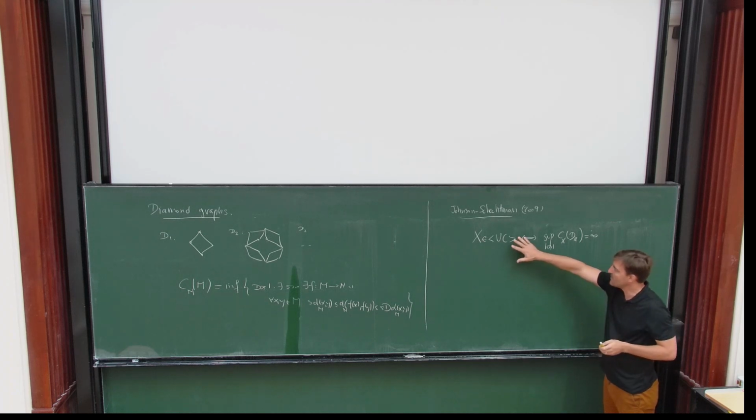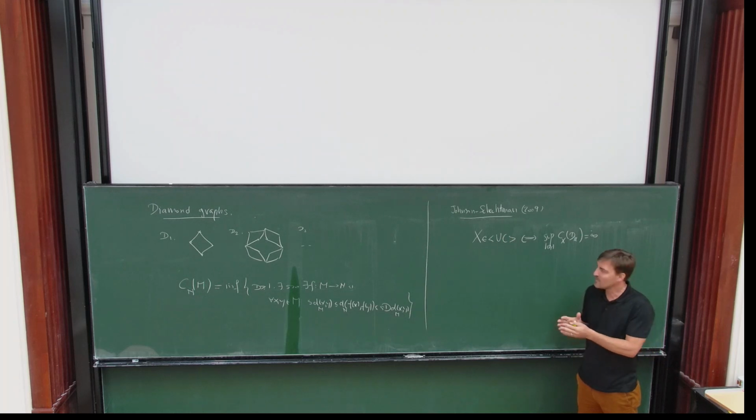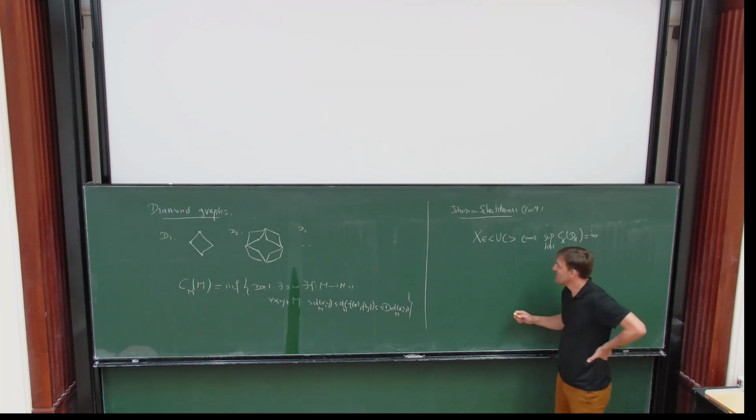While on the left-hand side, you have a local property of Banach spaces, a property which essentially you can read on finite dimensional subspaces, and it's isomorphic invariant and so on.